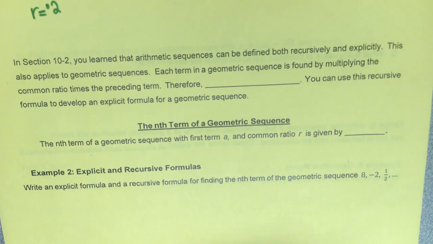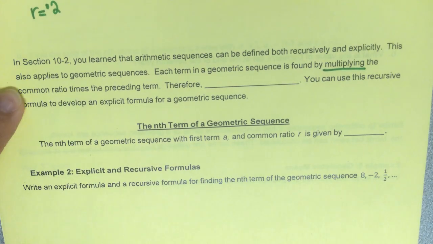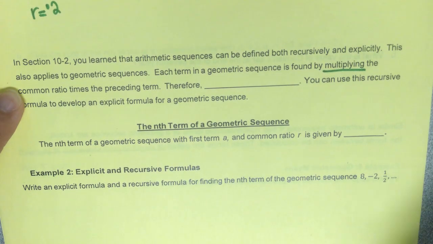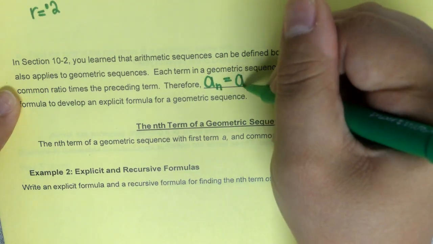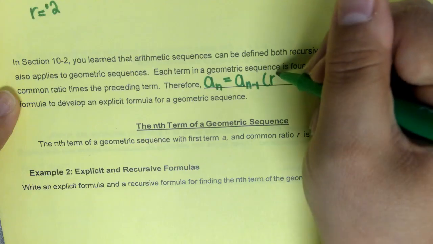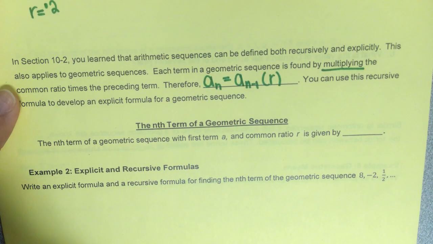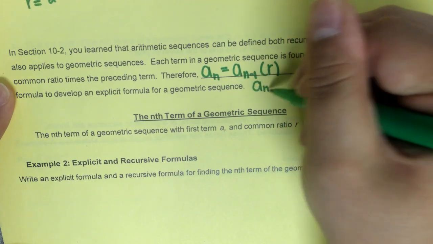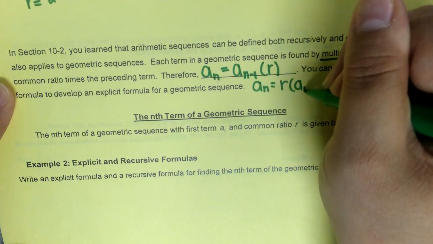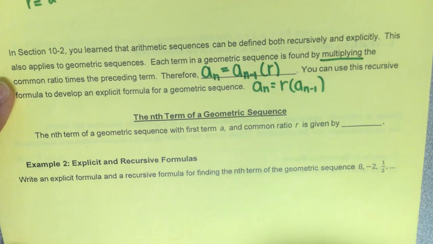Okay? In section 10.2, you learn that arithmetic sequences can be defined both recursively and explicitly. This also applies to geometric sequences. Each term in a geometric sequence is found, again underline, multiplying the common ratio times the preceding term. Therefore, recursively, to find a of n, you're going to take your previous term and multiply it by your r. I do not personally care if you put r at the end. You could also do r times a of n minus 1. These are the exact same thing.